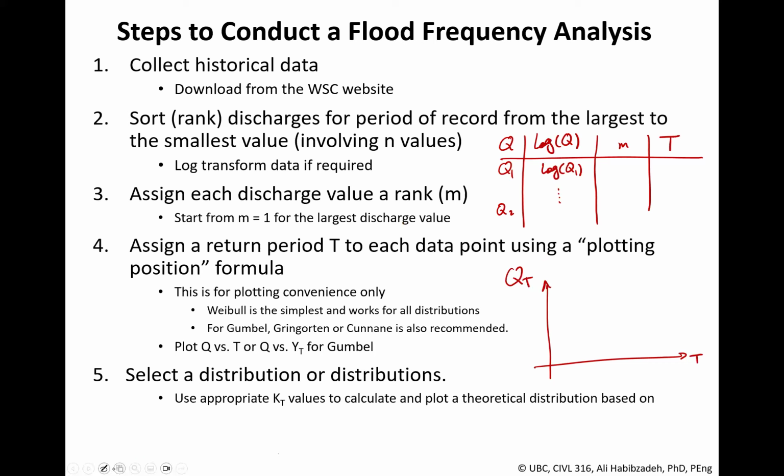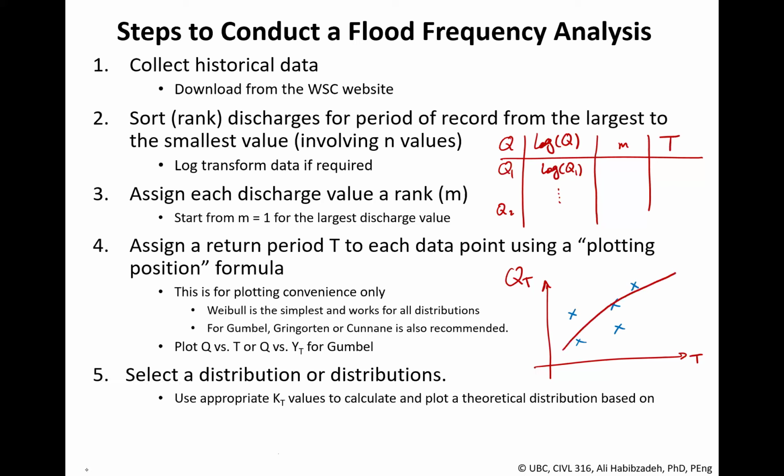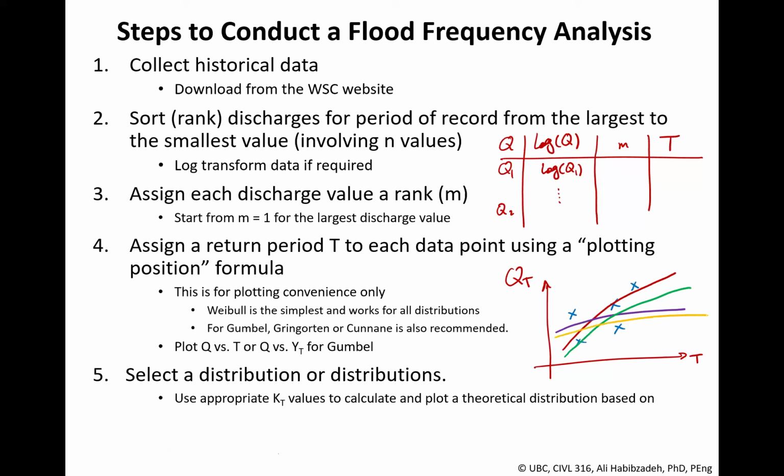Now we have to pick a distribution. So our data looks like this, and a bunch of distributions that maybe look like this. And I can use whatever method I'm comfortable with to figure out which one fits best, and then use that to extrapolate into the future and get the data I want, and use that for design purposes.